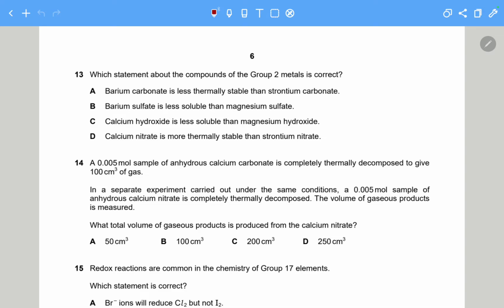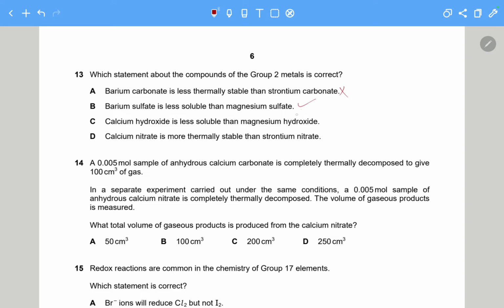I made a mistake there. As we go down the group, the size of the ion increases and hence the ion polarization decreases because the charge density decreases. So barium is below strontium in the periodic table, and therefore barium will have less ion polarization, and therefore barium carbonate will be more thermally stable. So this is wrong.